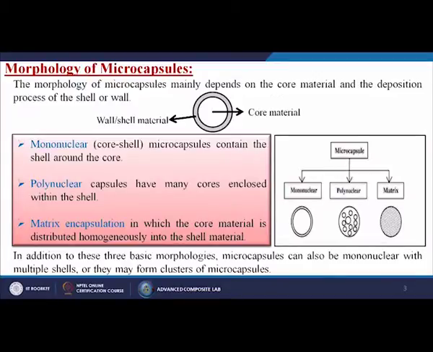So, by method we can divide these into three different types. One is called the mononuclear core shell. Microcapsules contain the shell around the core, it is like this. So, here inside is the core material, outside is the layer. That is why it is known as mononuclear. Then polynuclear capsules have many cores enclosed within the shell. So, here this is the shell in which so many cores are enclosed. And the matrix encapsulation, in which the core material is distributed homogeneously into the shell material.